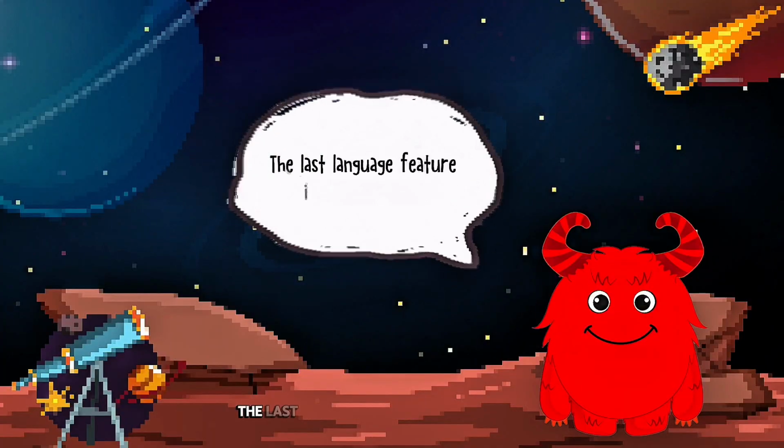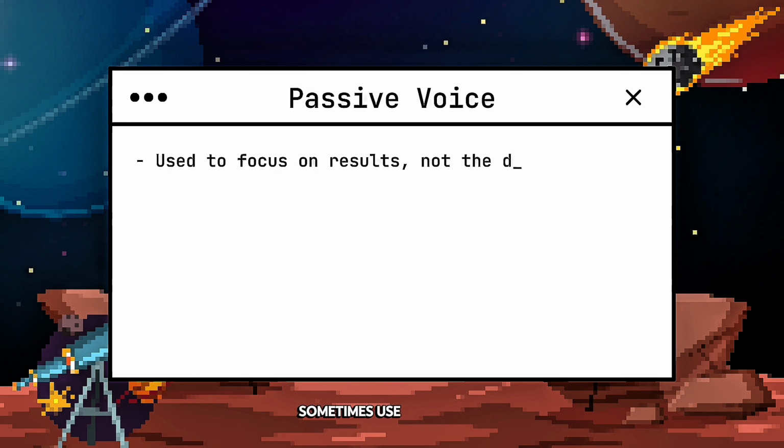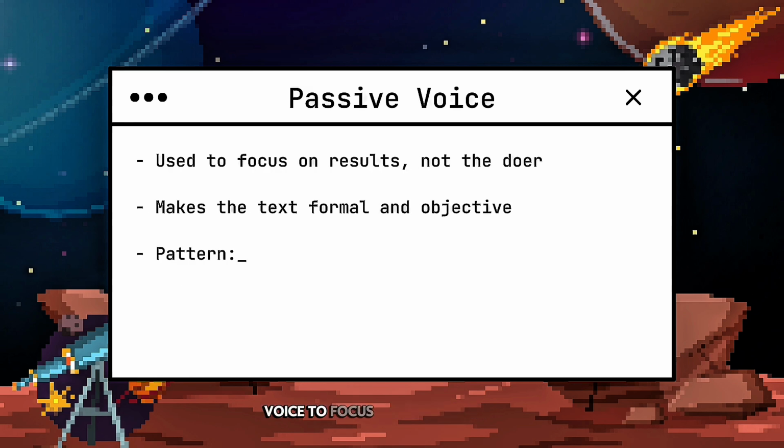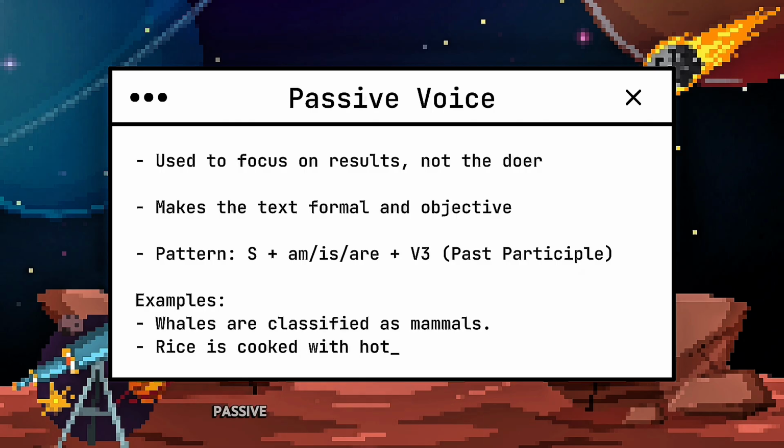The last language feature is passive voice. Report texts sometimes use the passive voice to focus on the information, rather than the person who performs the action. Passive voice is useful when the doer is unknown, unimportant, or not necessary to mention. For example, in the sentence, whales are classified as mammals, the focus is on the classification, not on who classifies them.